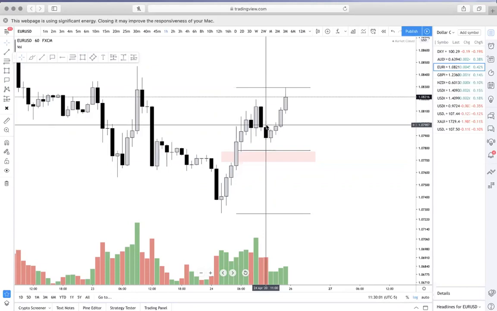So DXY and EU correlate inversely? Yes, to an extent, not 100% though. I'd say like 80%, which is why I like to use both, because if I don't get a setup on either, then it's most likely not going to happen.